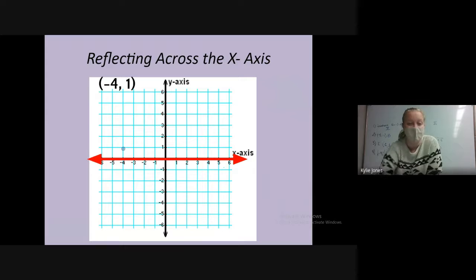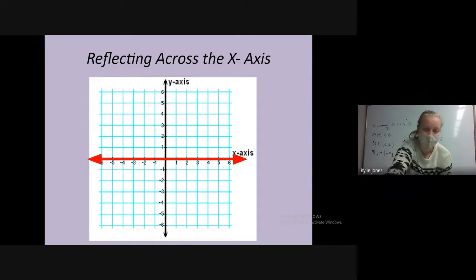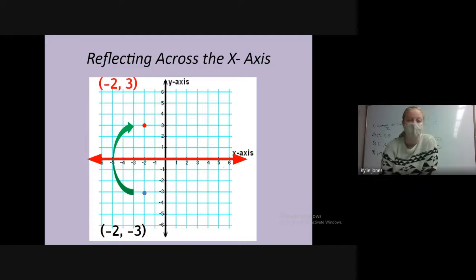All right. Our next one, negative 4, 1. What is going to change? The 1. What does it become? Negative 1. So it's going to do a tiny little smiley face over to negative 4, negative 1. Okay. Couple more. Our next one is negative 2, negative 3. What changes? The negative 3. What does it become? Positive 3. So it flips up to negative 2, positive 3.